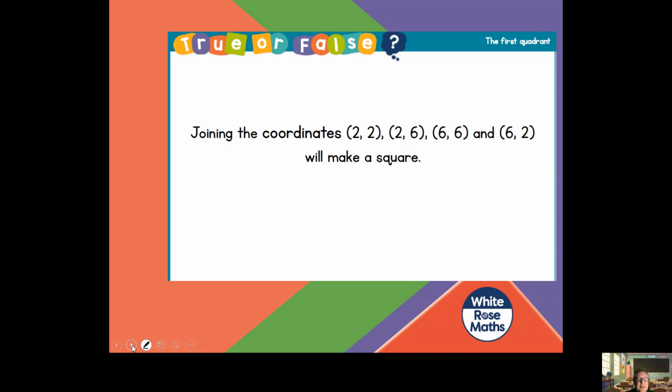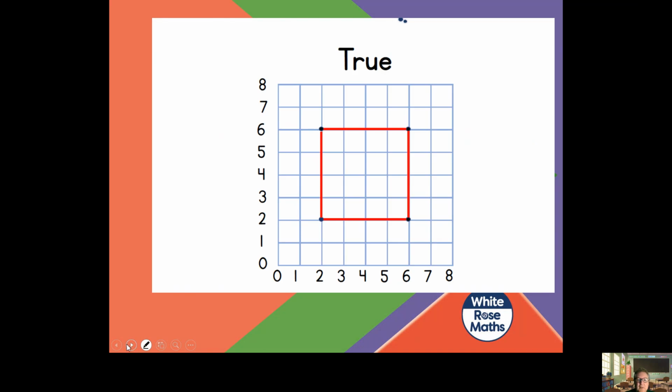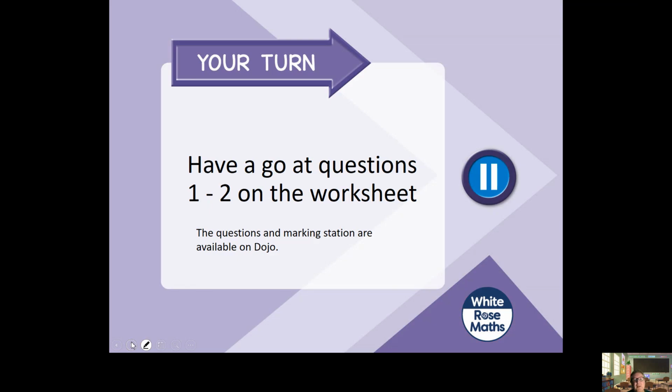Okay, let's check out how you did. So it was true. We got here 2, 2. What we got here 2, 6. We got here 6, 2. What we got here 6, 6. So now we go at the questions 1 and 2 on the worksheets. The questions and the marking station are available on Dojo, and the questions on screen are already just for reference.